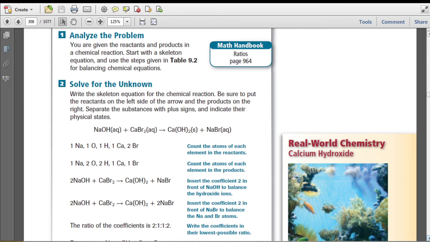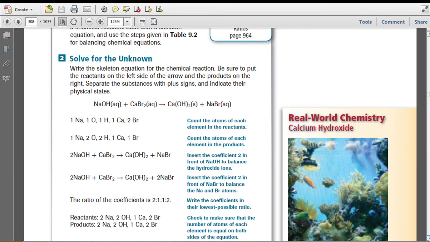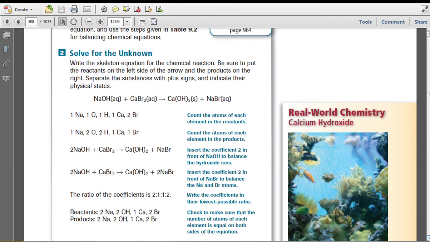Now I notice that my sodium on my product side is attached to the bromine, but on my reactant side, I notice I have 2 bromines. So if I put a 2 in front of the sodium bromide, right, not only does that balance out my sodiums, but that also balances out my bromides. So it gives me the ratio of coefficients of 2, 1, 1, 2.